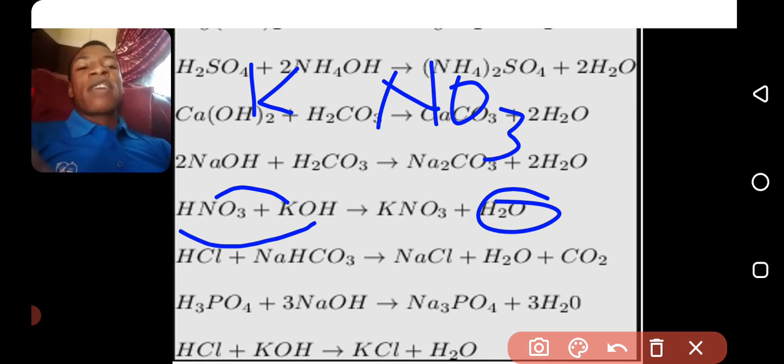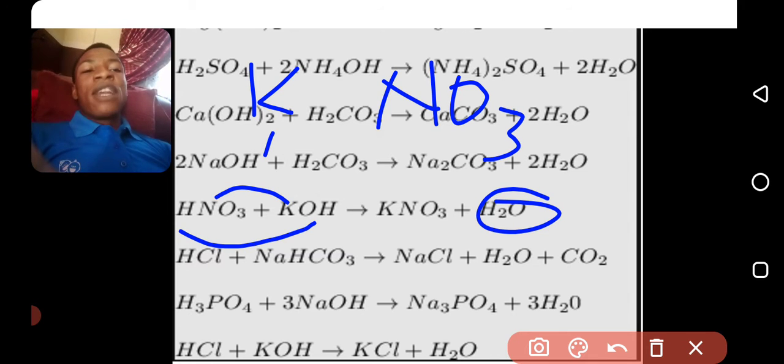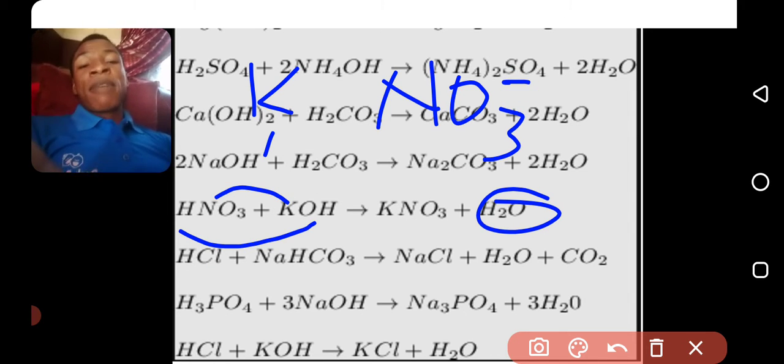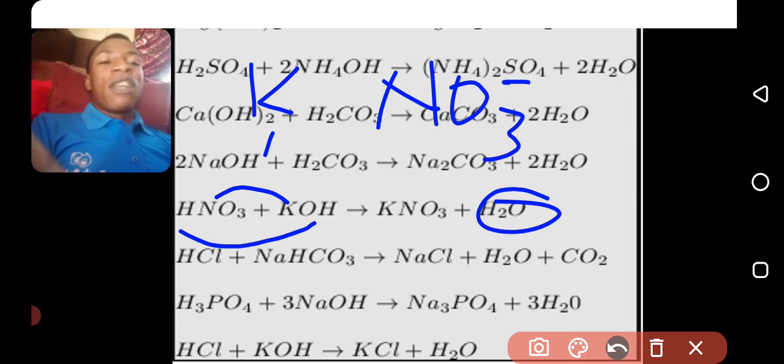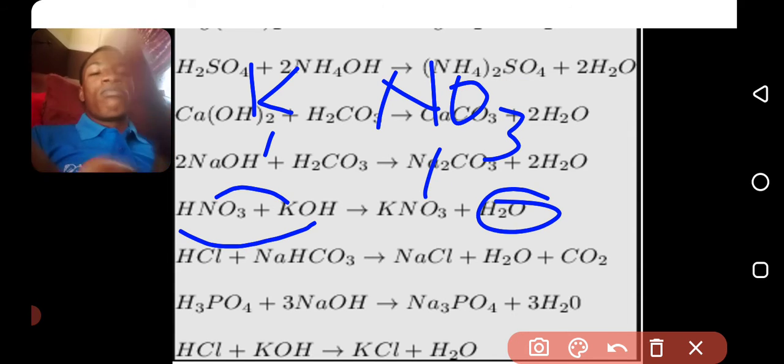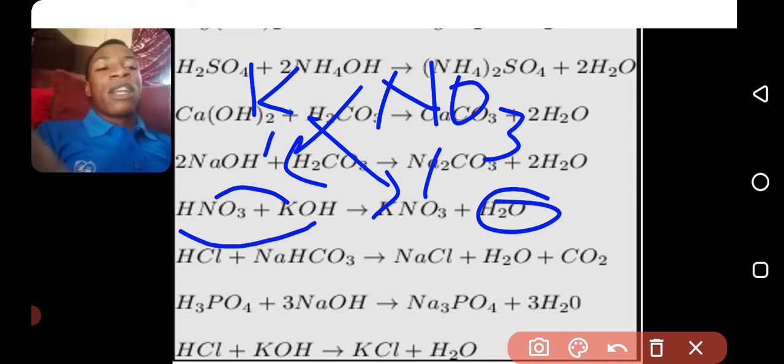So valency of K is 1. Valency of NO3, you know NO3 is NO3 minus. Confirm that from a radical table. That will give us a valency of 1. So that will just give us KNO3 when you exchange the 1 valency.